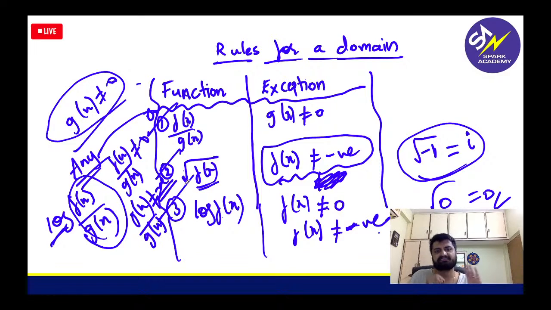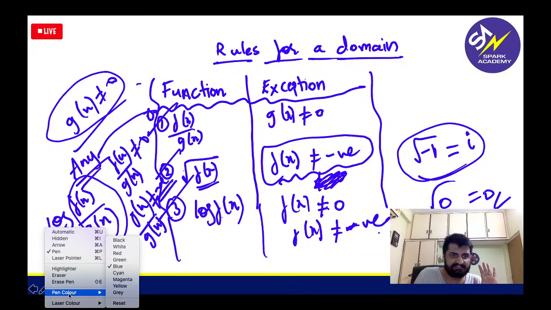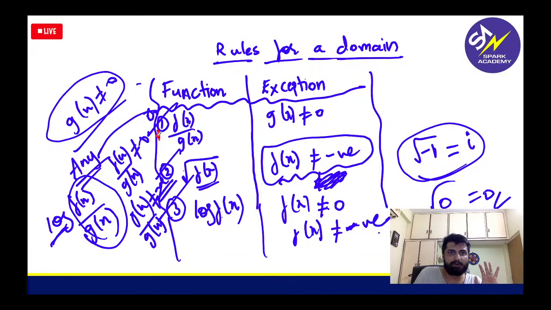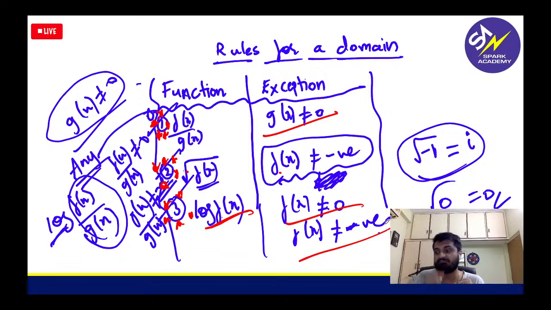Again, we are using these 3. These are the 3 most important things for finding the domain part. All right. So once again, if you have numerator by denominator, denominator cannot be 0. If you have square root of a function, the function cannot be negative, but it can be 0. If you have logarithm function, the function cannot be 0, and cannot be negative.